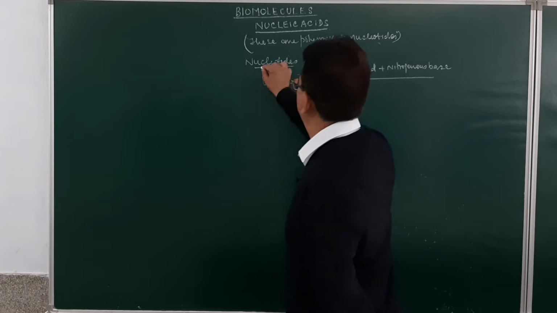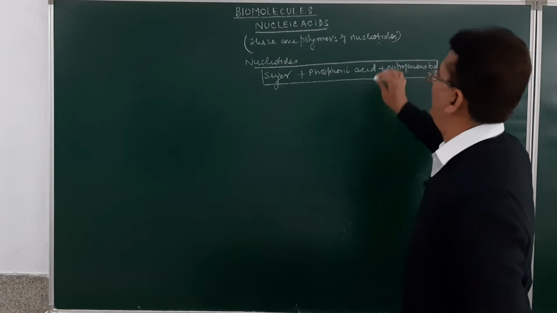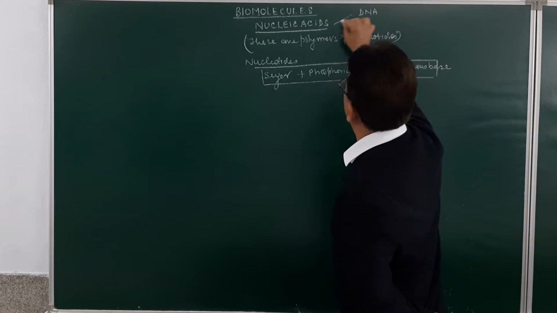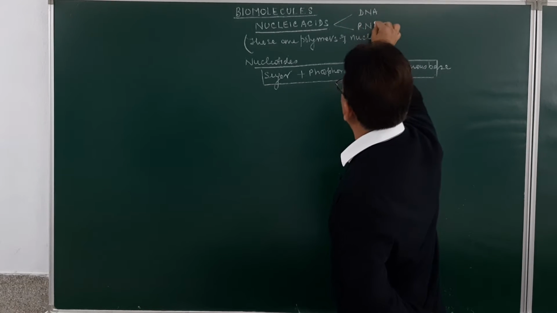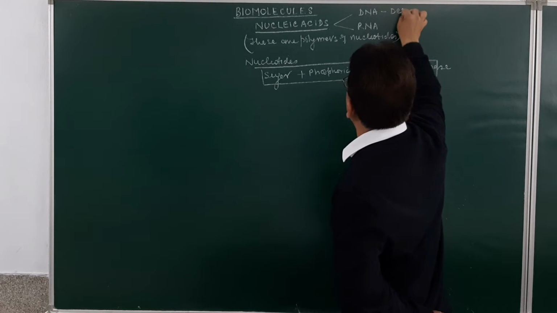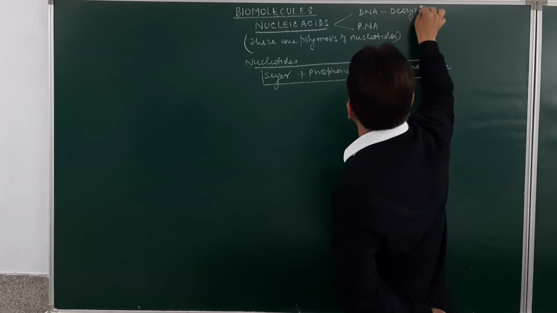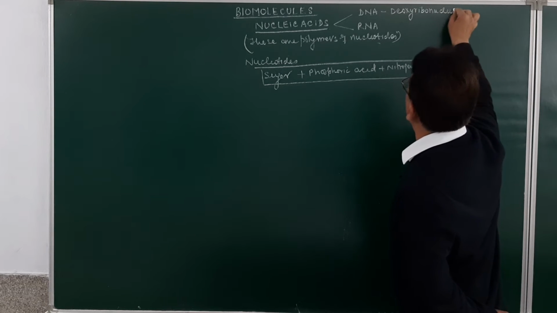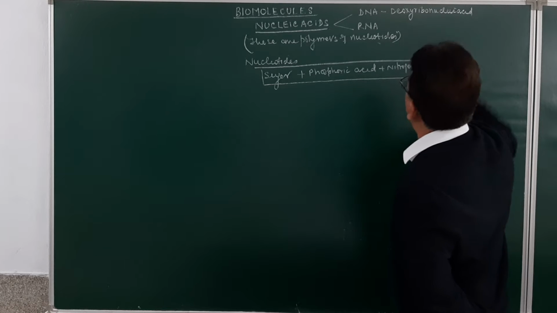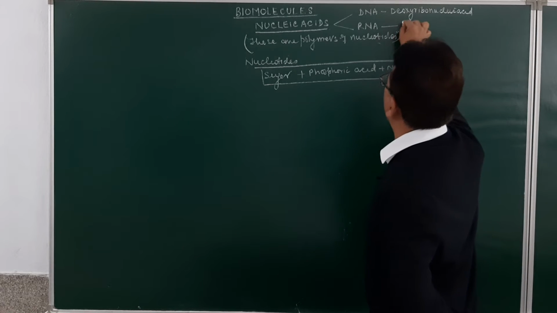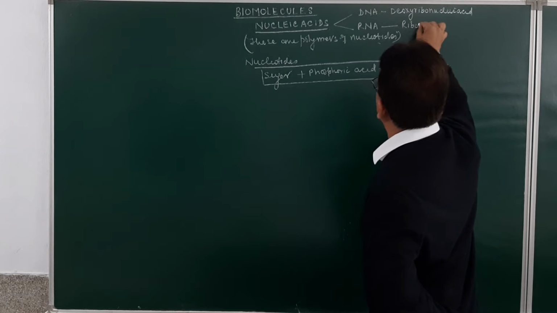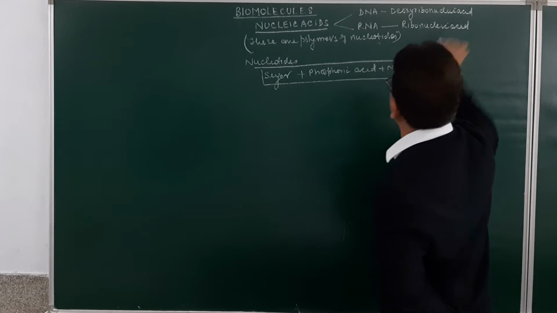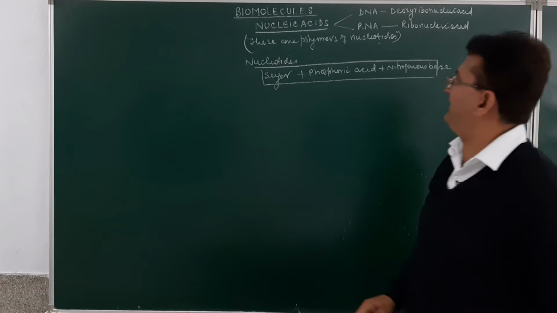Am I clear, students? Now just see, students, this nucleic acid can be DNA or it can be RNA. DNA is deoxyribonucleic acid. And RNA will be ribonucleic acid. So deoxyribonucleic acid and ribonucleic acid.